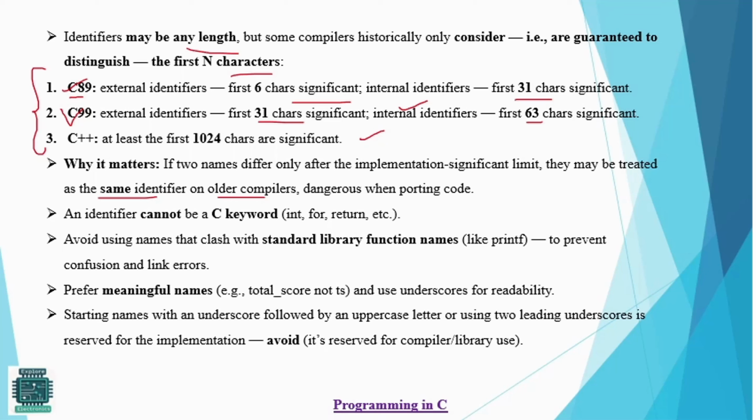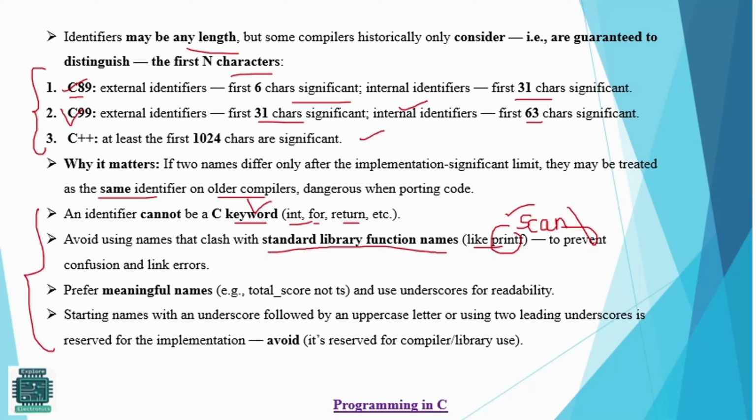An important point: an identifier cannot be a C keyword. Please note down this point. A keyword is a special or unique name we use in a program, for example int, for, return. An identifier cannot be a C keyword. Avoid using names that clash with standard library function names like printf. We use printf to print statements and scanf to give an input, but try to avoid this kind of word while stating identifiers.